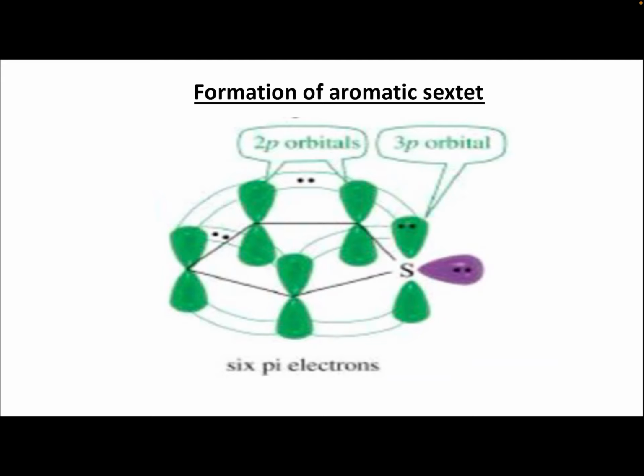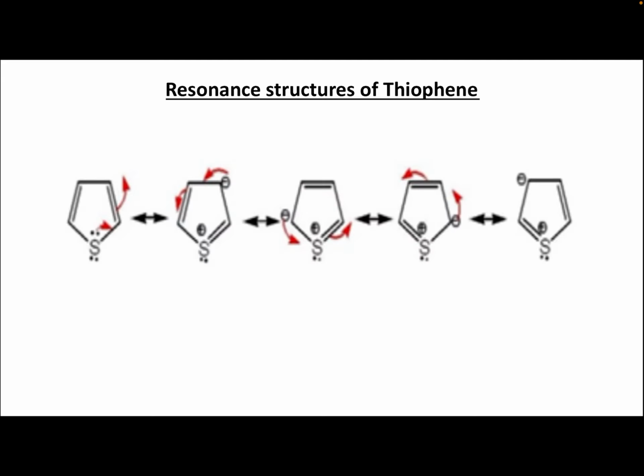See here, formation of the aromatic sextet is there. You are seeing delocalization shown by 2p orbitals which are unhybridized, and here we are seeing on S one pair of electrons is there, and so there are 6 electrons, and an aromatic sextet is formed. 6 electrons are there, so it is an aromatic sextet.